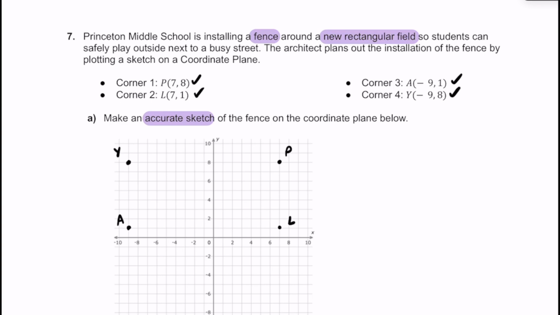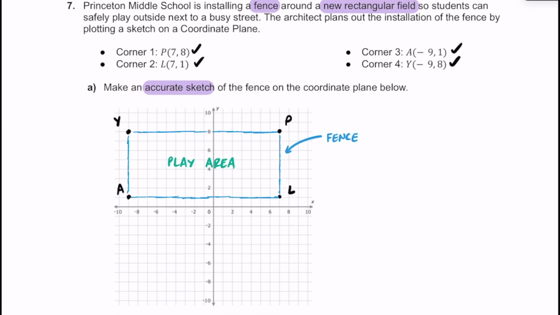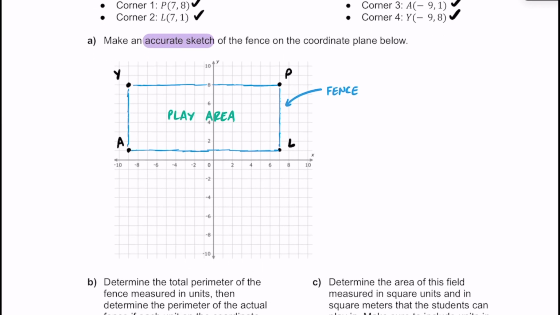Now that we have these 4 points, let's go ahead and just connect these real quick. All right, so here is what this rectangular field is going to look like. These lines connecting the corners are going to be where the fence is going to be. And this area inside is going to be where all the students are going to be playing. Now we're going to be going ahead and finding out the area and perimeter of this in part B and C. So while we have the space here, I'm going to go ahead and just figure out some measurements here.